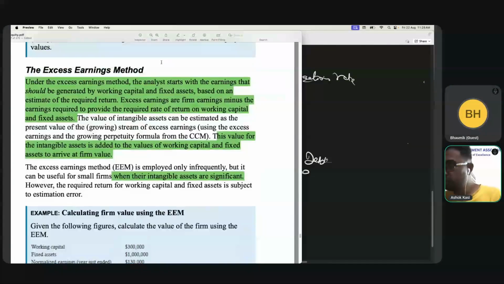Calculating firm value using the excess earnings method. Under the excess earning method, the analyst starts with the earnings that should be generated by working capital and fixed assets based on the required return. In your company, you have working capital and fixed assets, so there will be some required return. If you are investing 1 lakh rupees in fixed capital, how much are you supposed to generate in returns because of that fixed capital? Then you are investing, let's say, 30,000 as working capital. How much are you supposed to create in returns because of that working capital? And overall, how much are you creating in return? That we will see now.